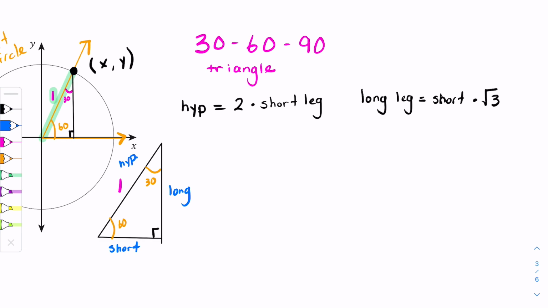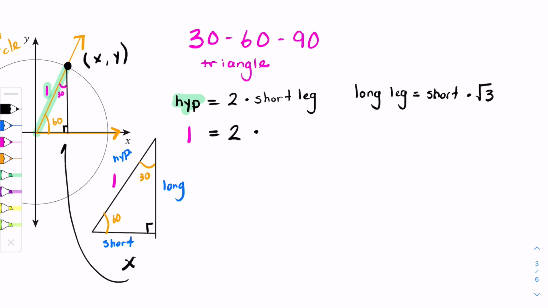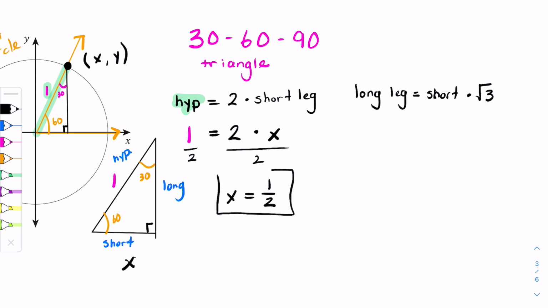So if we know the length of the hypotenuse, then we're going to start with that. Okay, you start with whatever you know. We know the hypotenuse, so we're starting with the hypotenuse. Knowing that the hypotenuse is 1, we can substitute 1 in for that value, and we have 2 times the short leg. I'm going to label the short leg x because up here, the short leg is on the x-axis. So 2 times x equals 1. In order to solve for x, I divide both sides by 2, and x is equal to 1/2. Here's your x value.